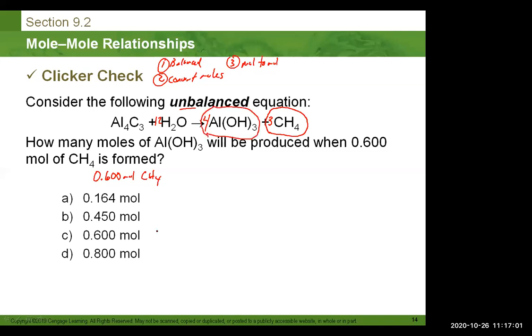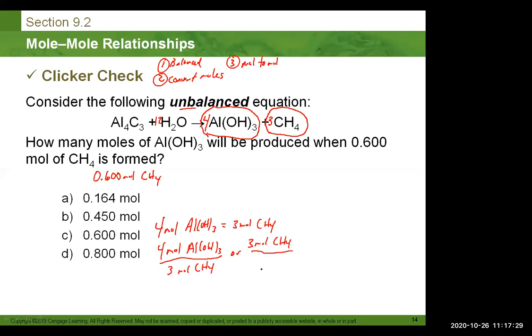And we want to know how much of the aluminum hydroxide here would be produced. So from that, we see for every 4 moles of the aluminum hydroxide, we also get out 3 moles of methane. That gives us, again, 2 conversion factors: 4 moles of aluminum hydroxide over 3 moles of methane, or the opposite, 3 moles of methane gives us 4 moles of the aluminum hydroxide. So again, here we want to get rid of moles of methane. So in this case, we want to use the conversion factor on the left there. And that gets us 4 moles of aluminum hydroxide over our 3 moles of CH4.